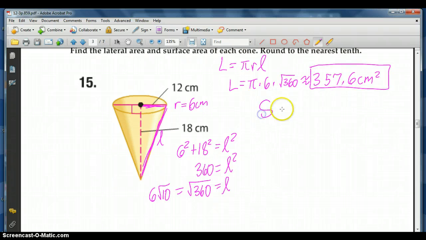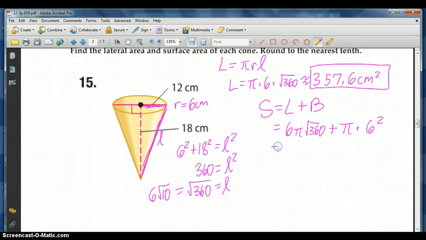Now to find my surface area, which is equal to the lateral area plus the area of the base. So my lateral area is 6 times pi times the square root of 360. And the formula for the area of a circle, which is my base, is pi r squared. So pi times 6 squared, 36. And so I get approximately 470.7 square centimeters for my surface area.